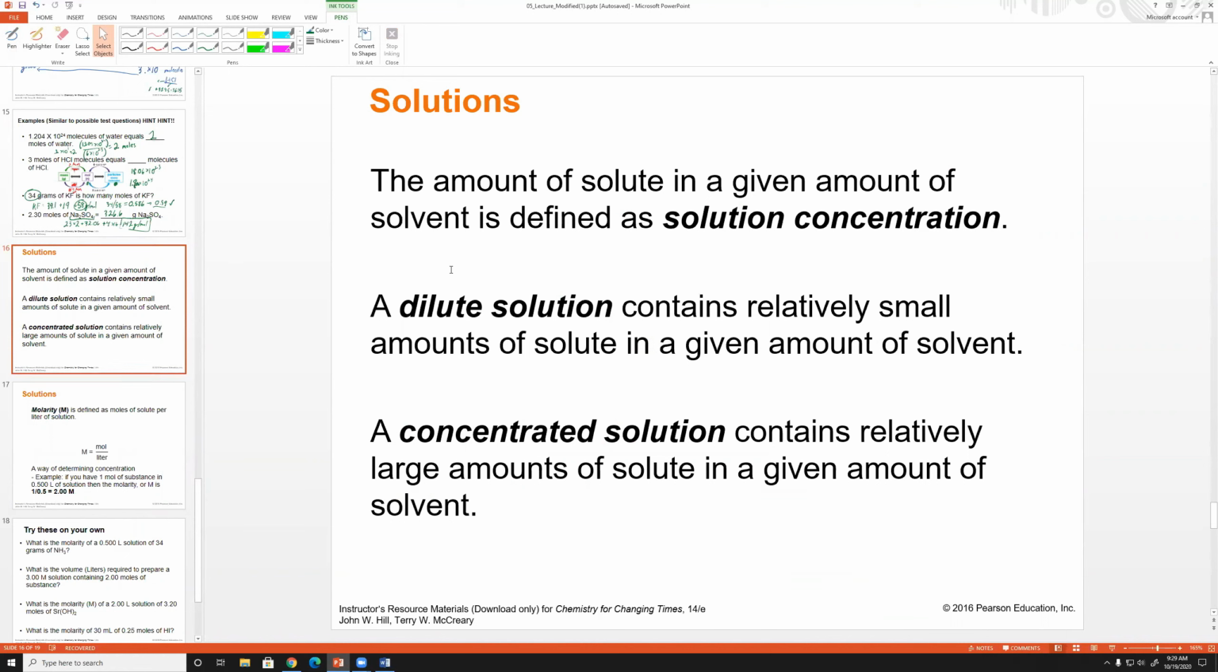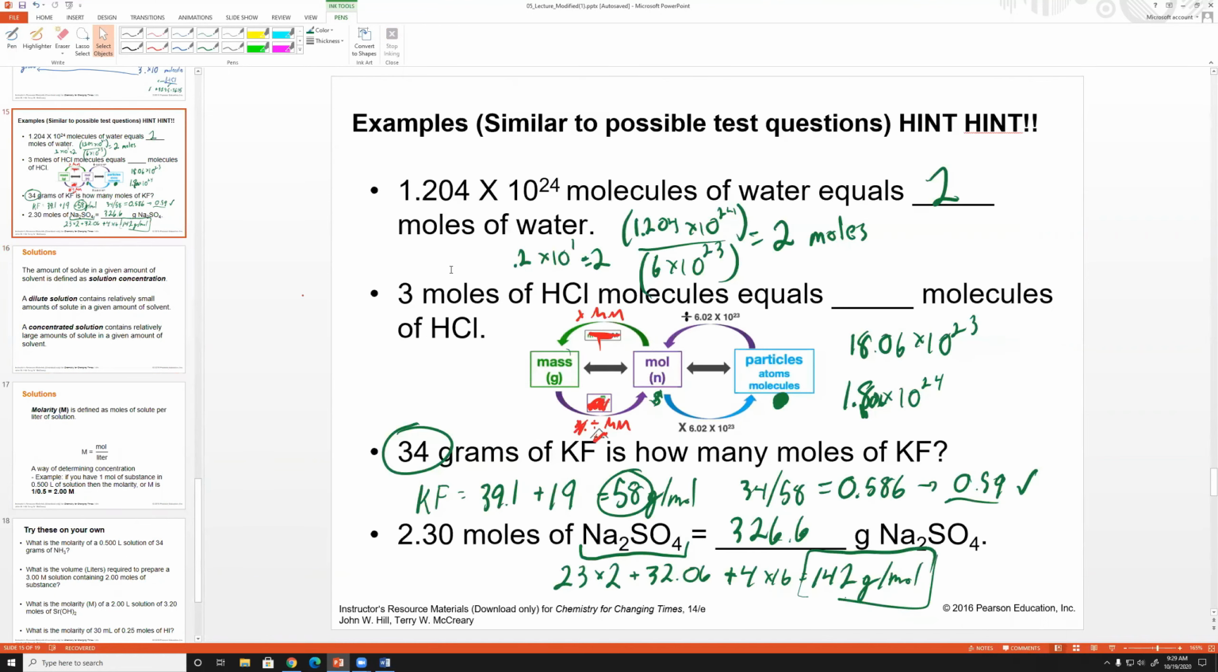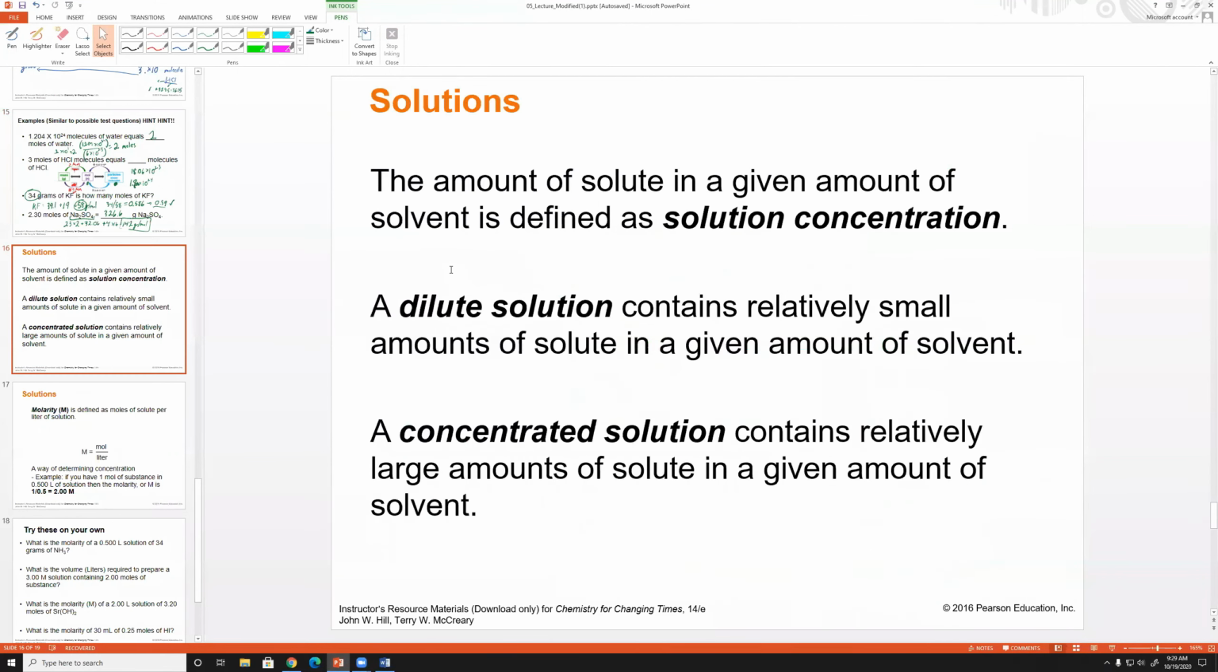Now, solutions. This is a very important skill. You're going to have more examples on this in a bit, after we're done. But solutions. A solution is really a way of further quantifying these types of things, these molecules and these compounds.